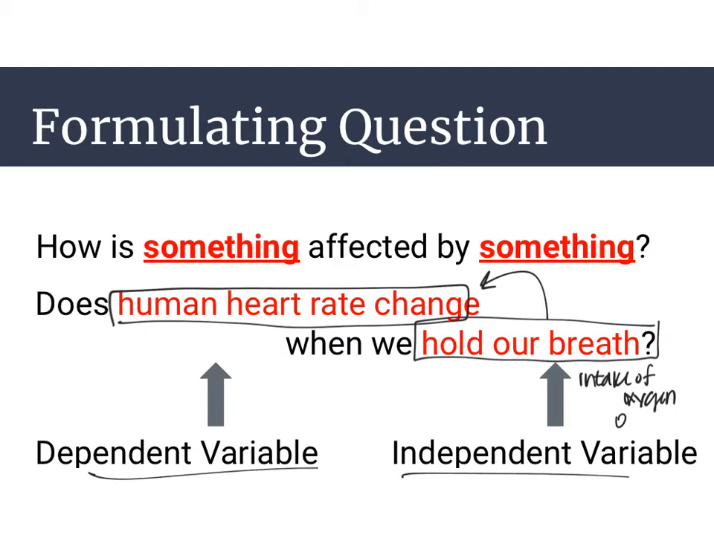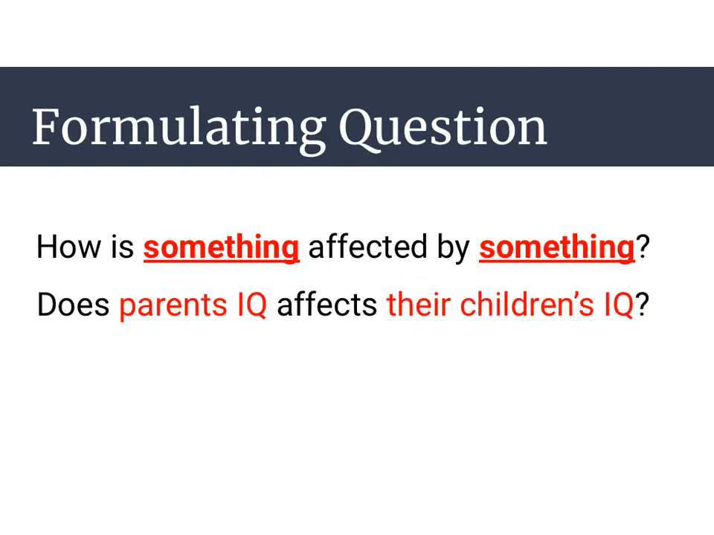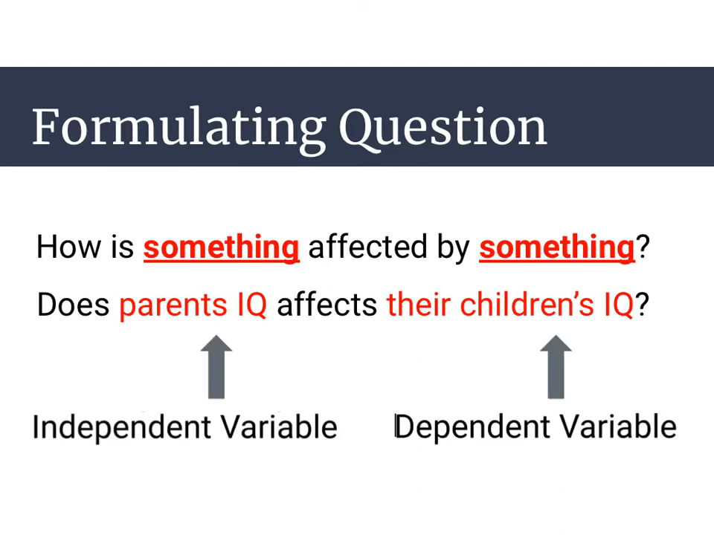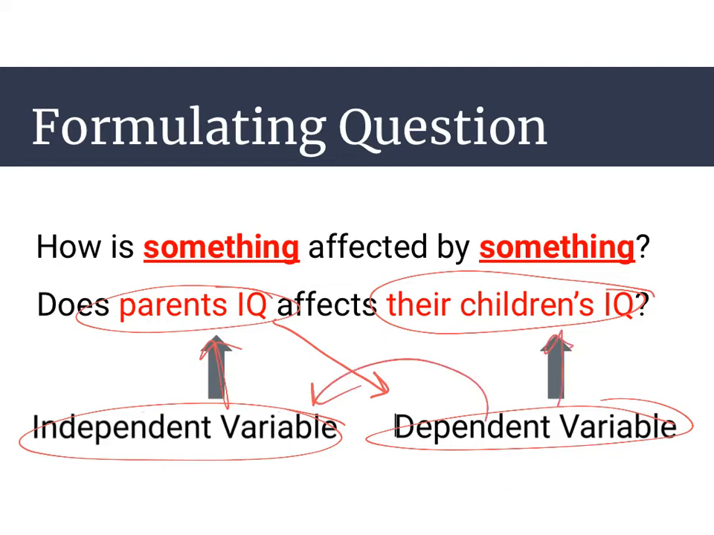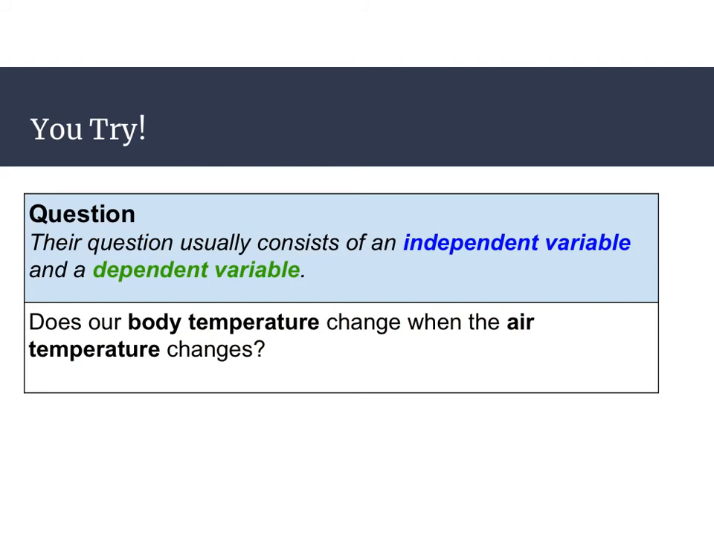Okay, so independent versus dependent variables. Let's do one more. For our last one, does parent IQ affect the children's IQ? Which one is dependent and which one is independent? Go and practice on your own. You should have found that the independent variable is the parent's IQ, and this will have an effect perhaps on our dependent variable, which is our children's IQ. Independent stands alone. Dependent is affected by the independent. That's what we're trying to determine as scientists: does our independent variable have an effect on our dependent variable? Now I'm going to give you the chance to try.